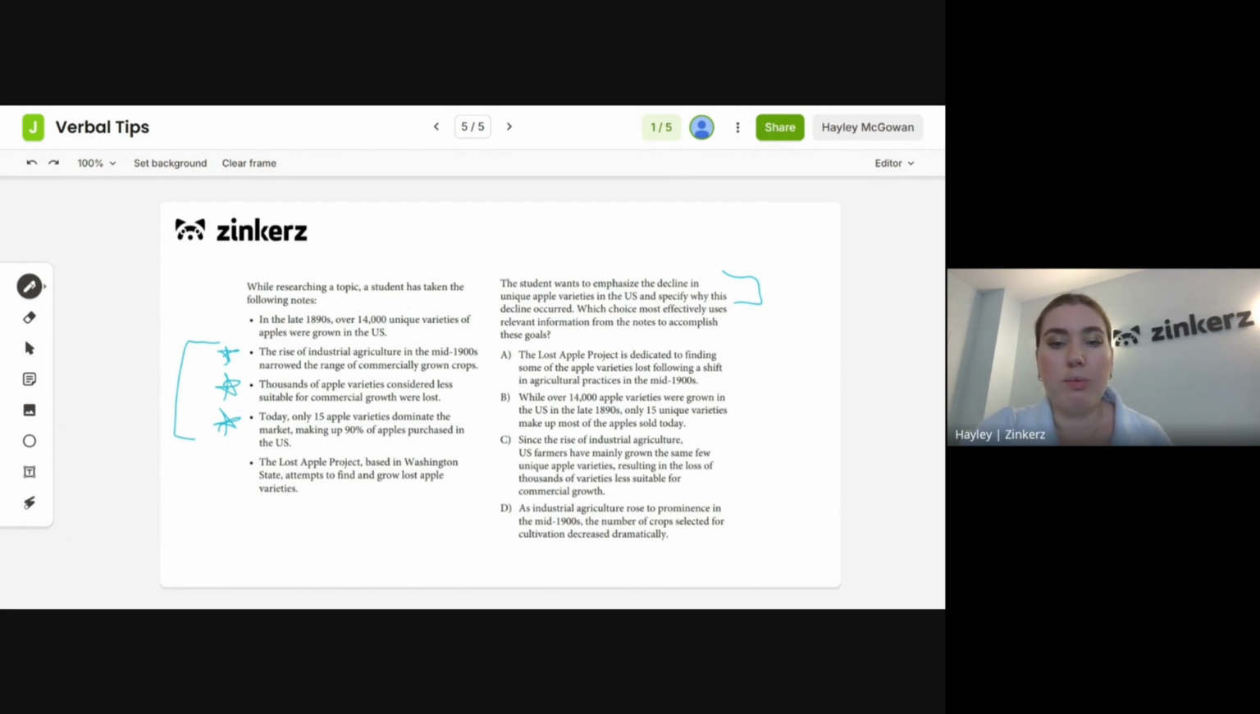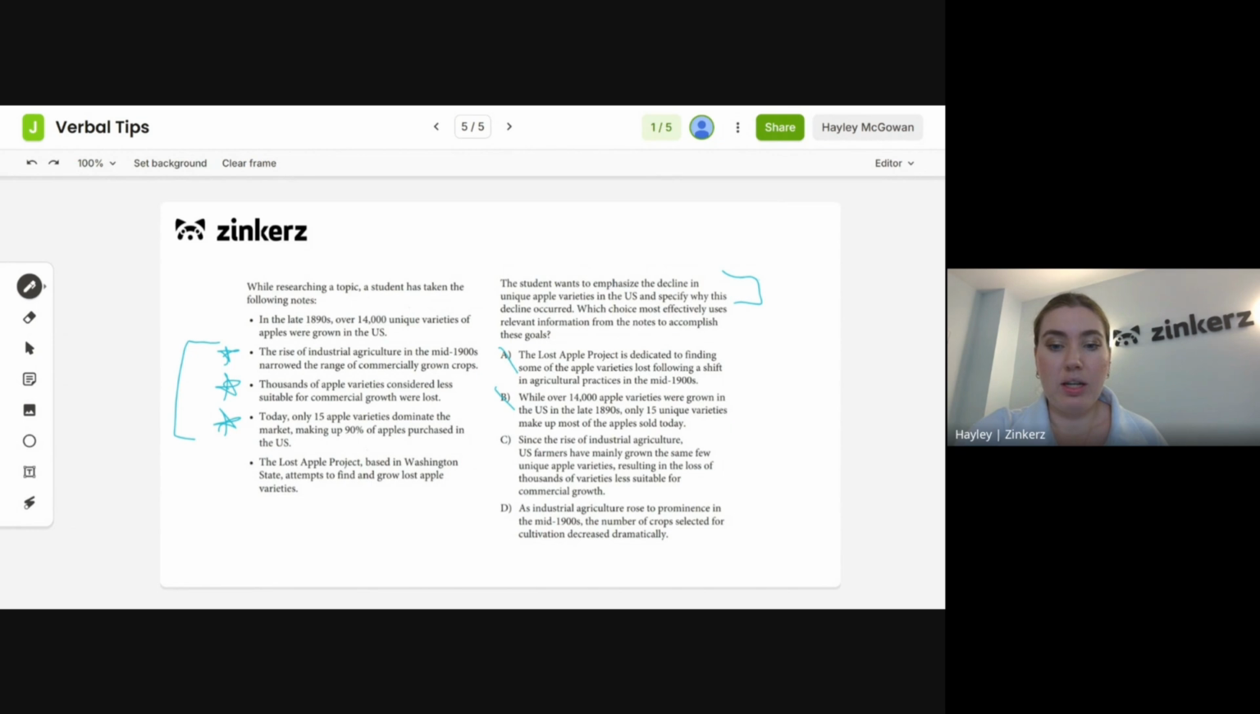So then looking at our options, we have choice A. The Lost Apple Project is dedicated to finding some of the apple varieties lost following a shift in agricultural practices in the mid-1900s. So this one's not going to be our correct answer. We said that this project wasn't the most relevant thing, and also we're really focusing here on the decline and the reason for that decline, which this answer doesn't do. So then option B, well, over 14,000 apple varieties were grown in the US in the late 1890s. Only 15 unique varieties make up most of the apples sold today. This doesn't tell us anything about why the decline occurred, so it's not going to be B.